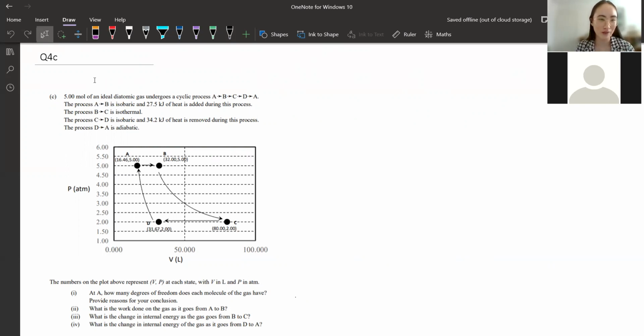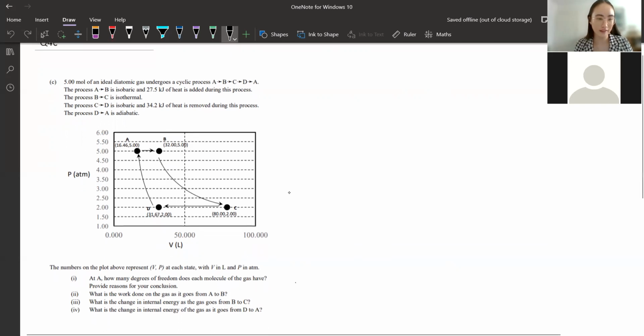So we've got 5 moles of an ideal diatomic gas. It undergoes this cyclic process, and they've told us what's happening at each of the processes. So from A to B, we've got an isobaric process, and 27.5 kilojoules of heat is added. From B to C, it's isothermal. From C to D, isobaric, and 34.2 kilojoules of heat is removed. And from D to A, it is adiabatic.